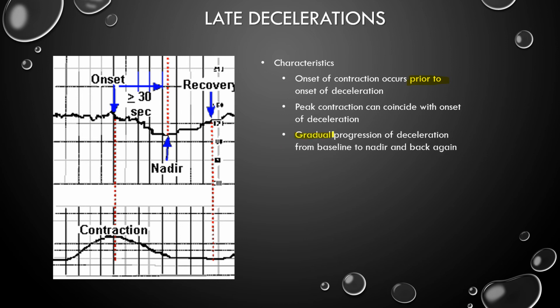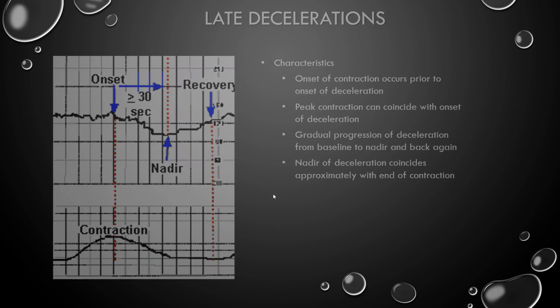And just like in early deceleration, you have gradual progression of the deceleration. It goes down slowly and recovers slowly as well. So you have a drop to the nadir and back up to recovery in a very slow process. The nadir of deceleration right here coincides approximately with the end of the contraction. So you have the contraction ending and the nadir of the deceleration coinciding with each other. Notice that this is late and the previous is early. Early happens simultaneously, late deceleration happens afterward.